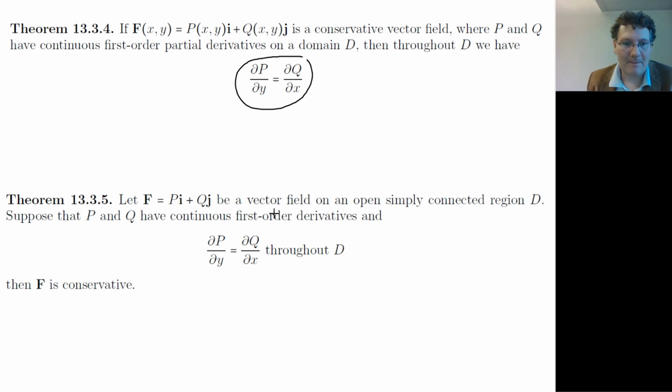So this is the theorem that has that condition. If we have a vector field, capital F, that's Pi plus Qj, on an open and simply connected region D, okay?